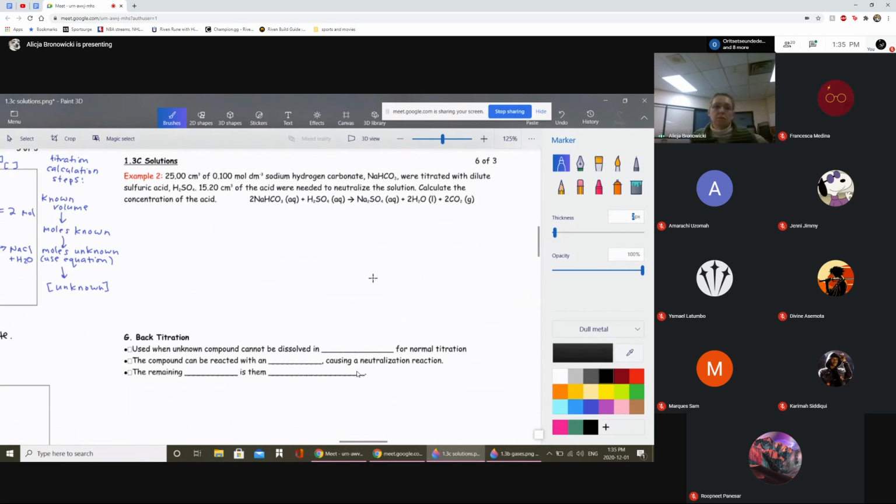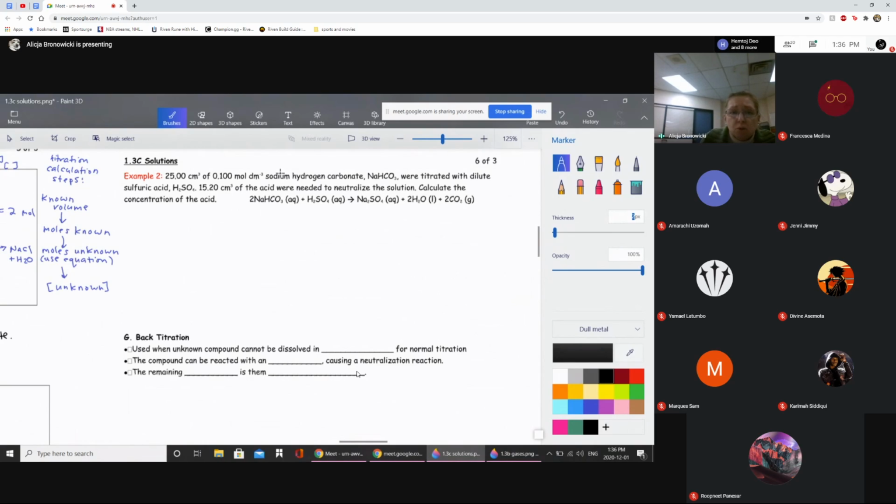Okay, so we're used to acids and bases neutralizing each other, right? But you can also have an acid be neutralized by carbonate. Okay, so here you have the reaction. So 2 moles of sodium hydrogen carbonate, so baking soda, neutralizes sulfuric acid to give you sodium sulfate plus water plus carbon dioxide. Okay, so you've got a carbonate neutralization.